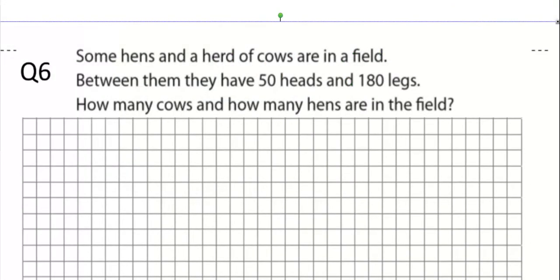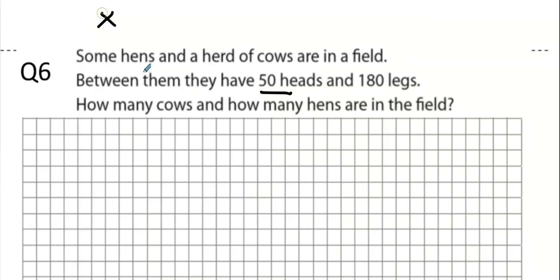Alrighty. Question 6. Now guys, a bit of a hint here. Question 6 in your summer test is also going to be a simultaneous equation. So get this. You have 50 heads. Let x be the amount of hens, y be the amount of cows. The amount of hens plus the amount of cows has to equal 50. We're assuming that every chicken and every cow only has one head. Okay, and no arguments otherwise.